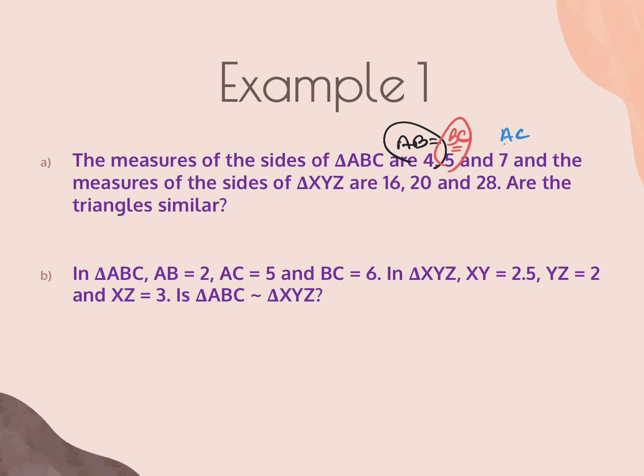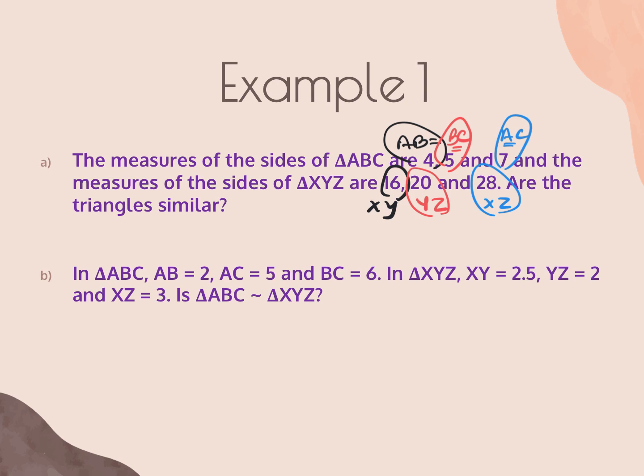Notice in the next example, they spelled it out and they told you AB was 2, AC. Now I'm going to do the same thing for the X, Y, and Z. So the 16 is going to be for side XY. And then the 20 is going to be for side YZ. And then the 28 is going to be for the XZ.